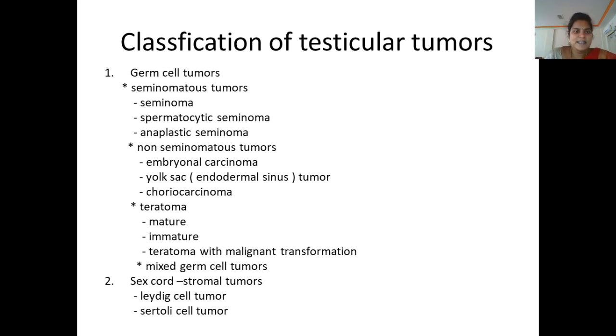In germ cells, seminomatous tumors will be seen mostly in the seminal vesicles. Non-seminomatous tumors are seen at the embryonal stage or yolk sac. Teratoma means mature and immature, and teratoma with malignant transformation. Then sex-cord stromal tumors are Leydig cell tumors and Sertoli cell tumors. So these are the types.